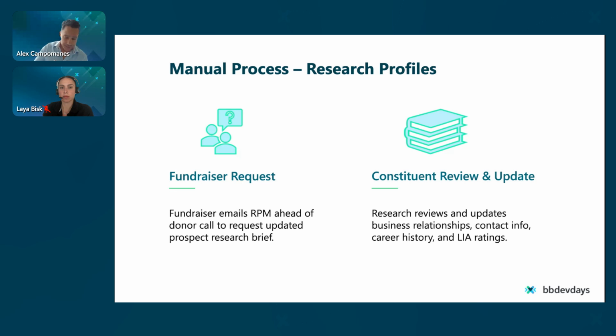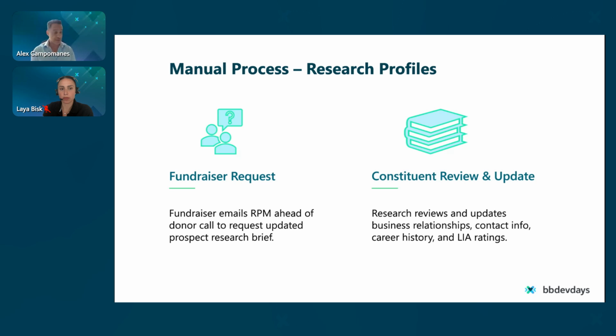I'm going to explain the process, and then I'm going to show you a nice little chart that shows the process visually. So the very first thing is a fundraiser, who in most cases is in Raiser's Edge, creates an action, which is a scheduled call with a prospect. Subsequent to that, they go into their email, type up an email, and send it to RPM. This is called a call announcement email.